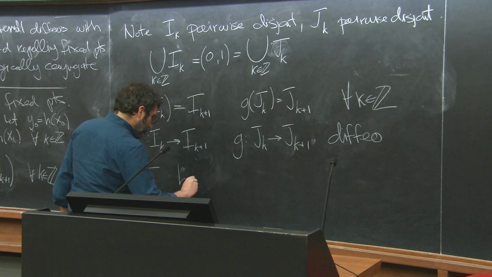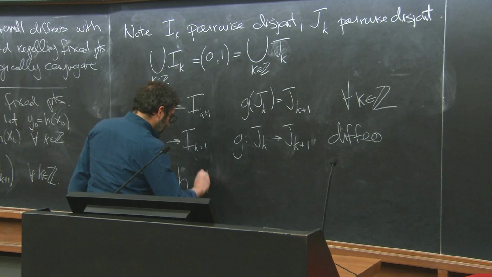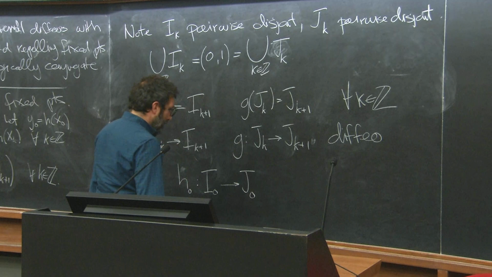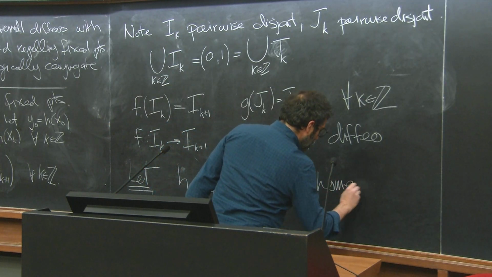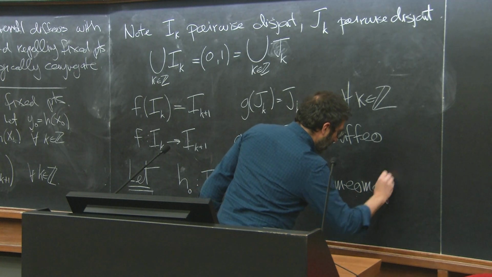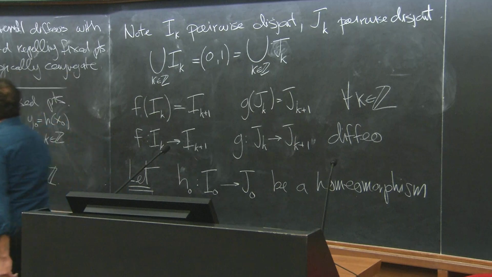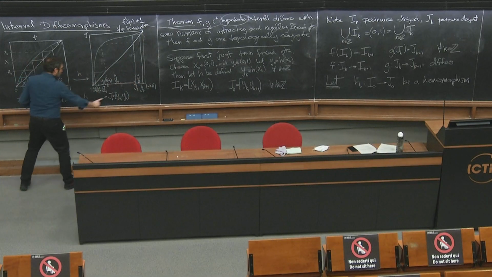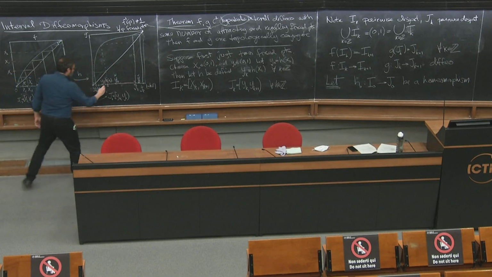H0 from I0 to J0 be a homeomorphism. Okay, which is this homeomorphism here, right? So H from I0 to J0. So we map this interval here to this interval here.